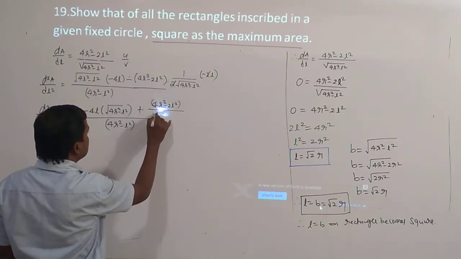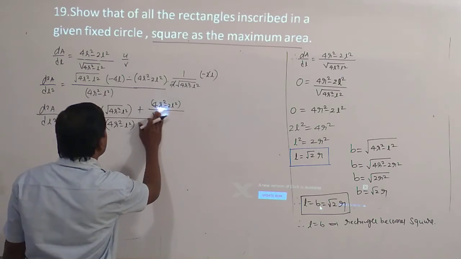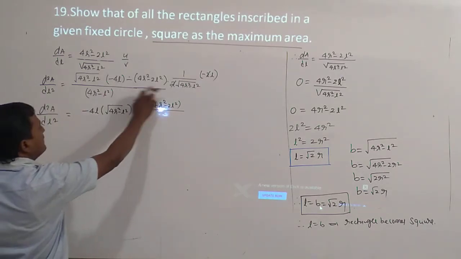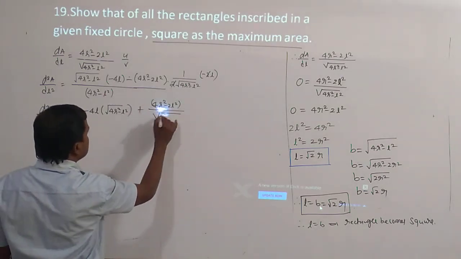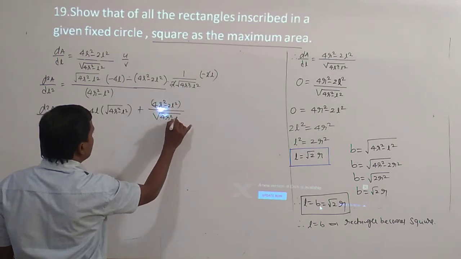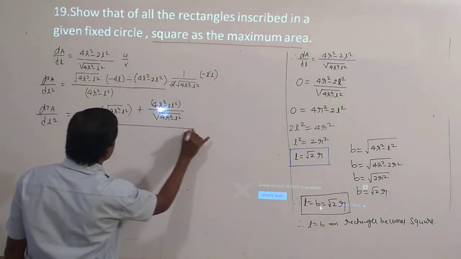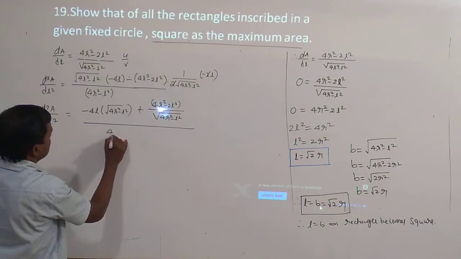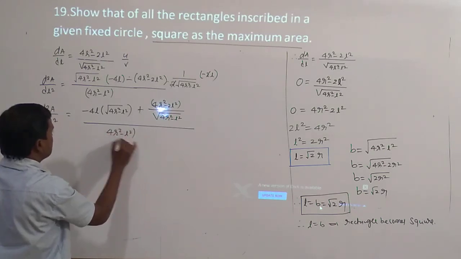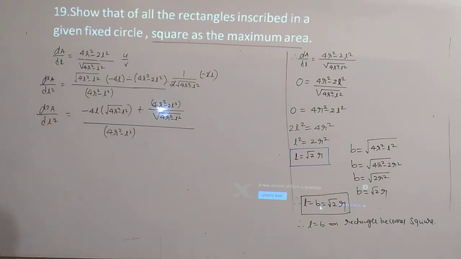divided by how much? Divided by, so that is r, we will write like this, right? Divided by the remaining term, which is 4r square minus l square, and this whole divided by 4r square minus l square. Okay, right. Now d square A divided by dl square, we got this one, right?